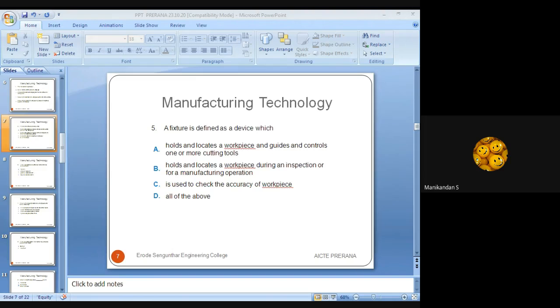The device having both functions, holding the work and guiding the tool, is a jig, whereas a fixture is a work holding or supporting device used in manufacturing industries. So a fixture is not used for any type of inspection. Finally, we have to decide that a fixture is defined as a device which holds and locates a workpiece during an inspection or for a manufacturing operation.